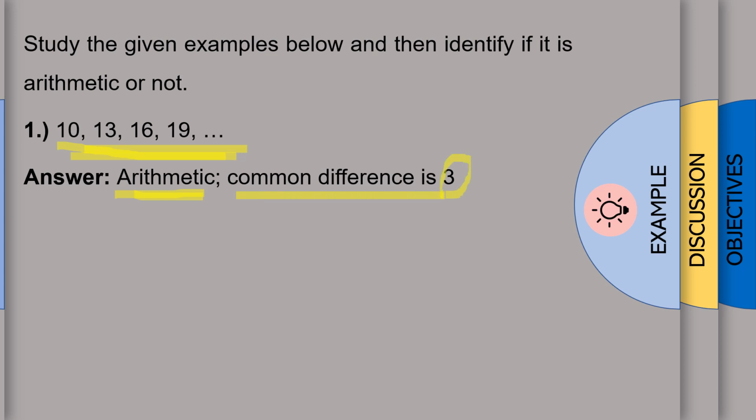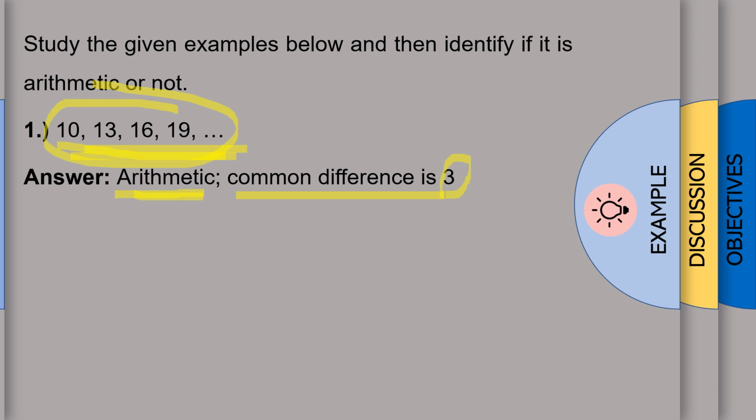So, kung titingnan natin, in our sequence, 10, tapos naging 13, tapos naging 16, tapos naging 19. So, ano ibig sabihin nun? Nag-add tayo ng 3 from the previous term to get the next term. Example, itong 10. 10 plus 3, that is 13. 13 plus 3, 16. 16 plus 3, 19. Therefore, kung papahanap mo yung susunod na number dyan, the answer is 22. Kasi 19 plus 3, that is 22.